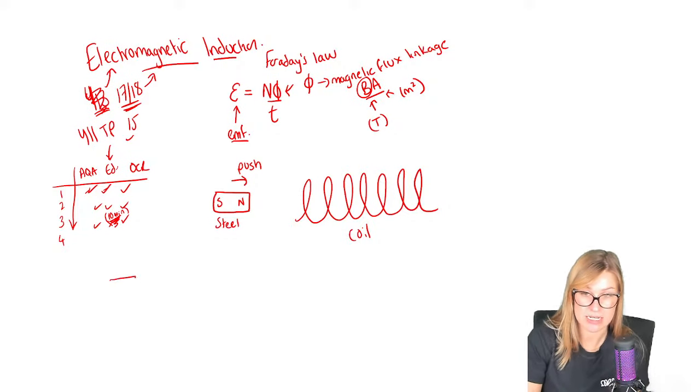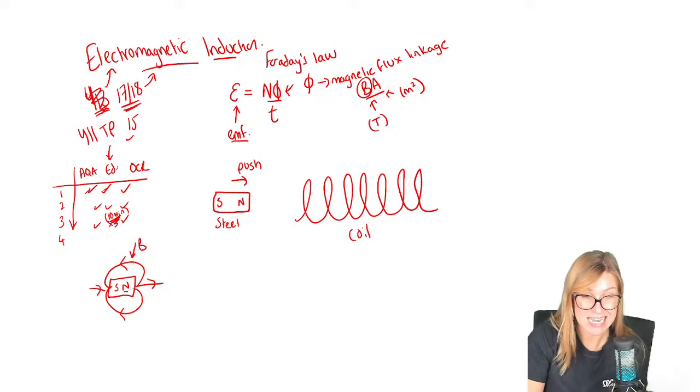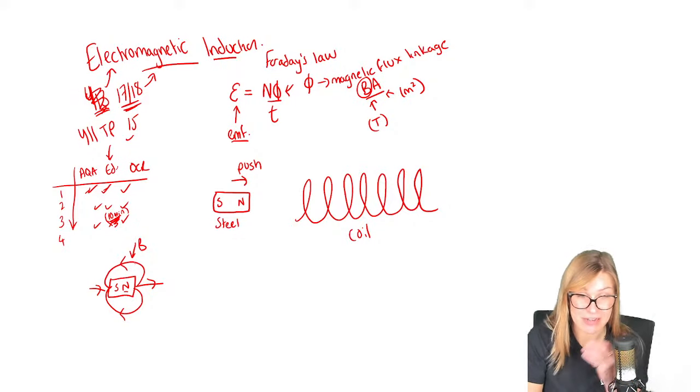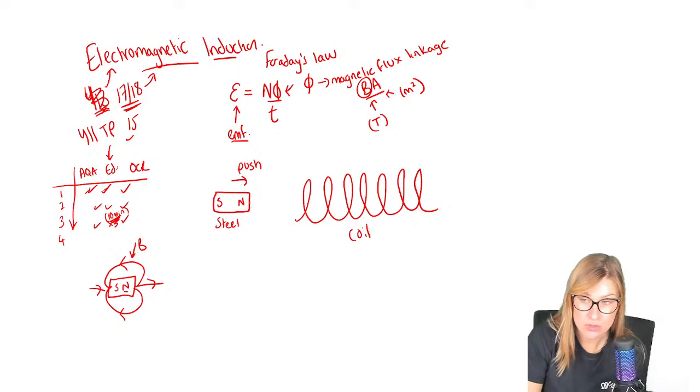Again, a bit of revision: if I've got a north pole and a south pole, the way I remember it is Santa Claus lives in the North Pole. The field lines come out of the North Pole, go around the world, and into the South Pole. So that's what B is, the magnetic field density, how many field lines are cut in an area. Right now, none of those field lines cut that coil, so nothing is happening.